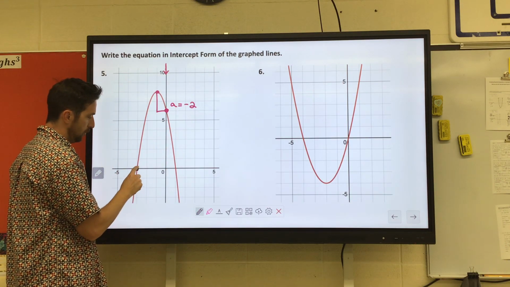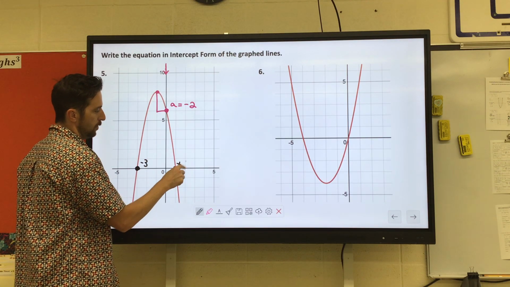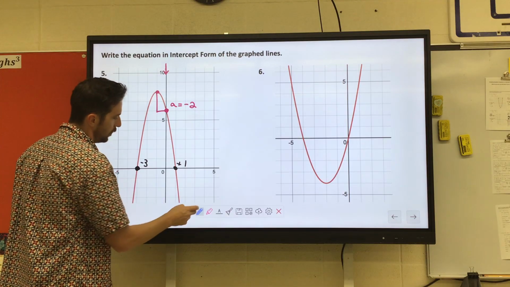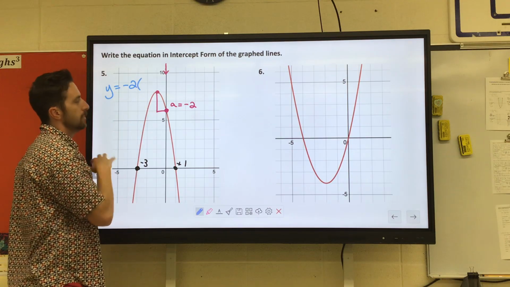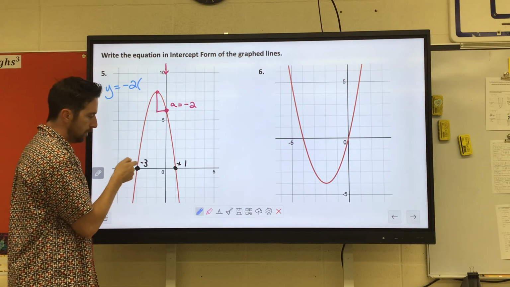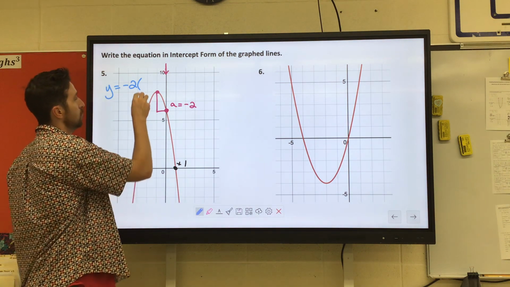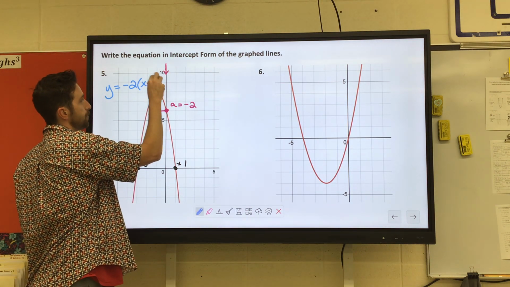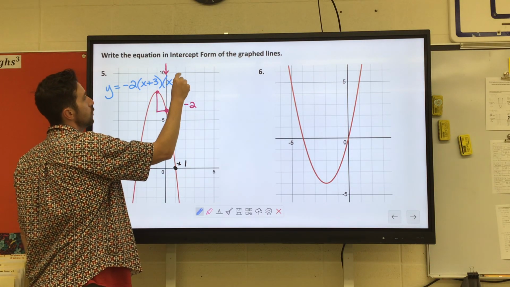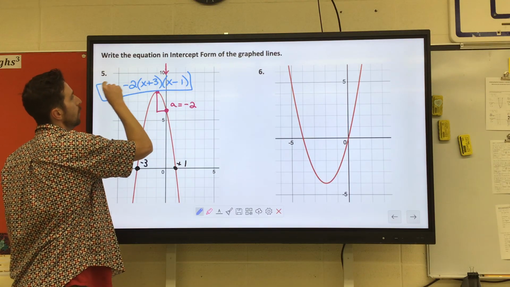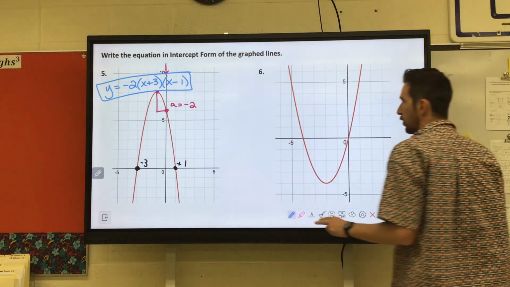I see it crosses at -3. That'll be pretty important. And it crosses at +1. We're ready to go for the equation. Y equals our A, -2. And then in parentheses, we bring in the intercepts. It crosses at -3. It's always going to look like the opposite. So we're going to write x plus 3 for that. Crosses at +1, so I'm going to write x minus 1. Whoa! So much fun!